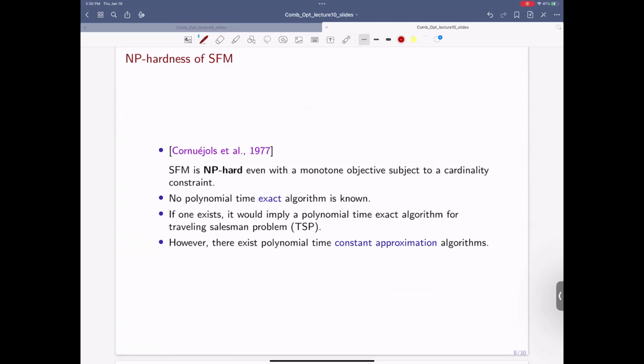Submodular function maximization: even though the minimization problem can be solved in polynomial time, we talked about the polynomial time algorithms, the maximization problem is NP hard. NP hard means that you don't expect to have a polynomial time algorithm unless the complexity class NP collapses to the class P. But there's a nice polynomial time constant approximation algorithm.